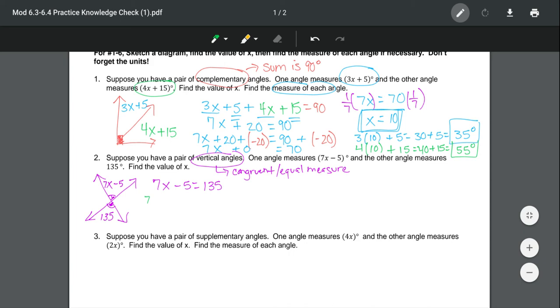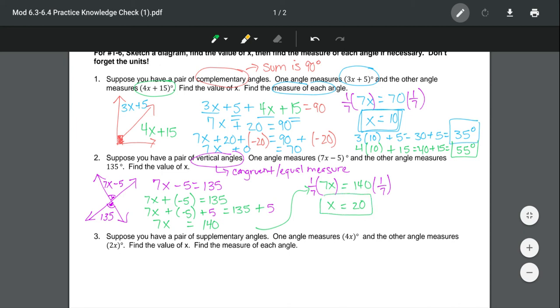I'm going to rewrite subtraction as addition. So 7x plus negative 5 equals 135. Then I'm going to solve algebraically, so you can pause the video and solve and then check your answers. Okay, so once you solve, you get that x is equal to 20. So in this problem, all we're asked to do is find the value of x. So x would be 20.